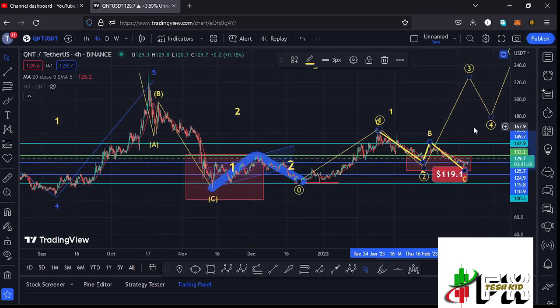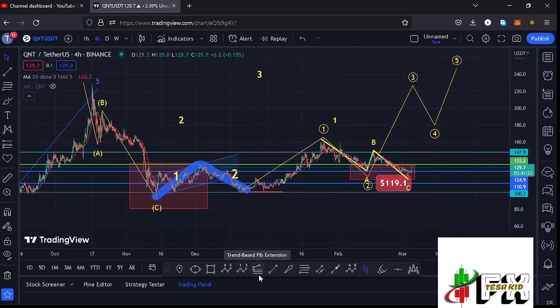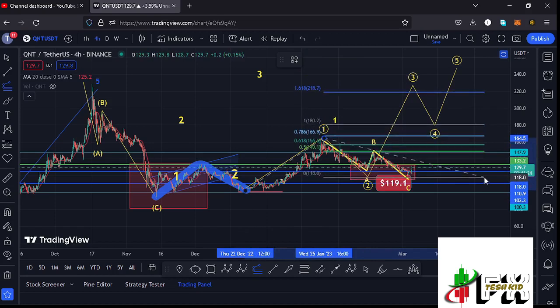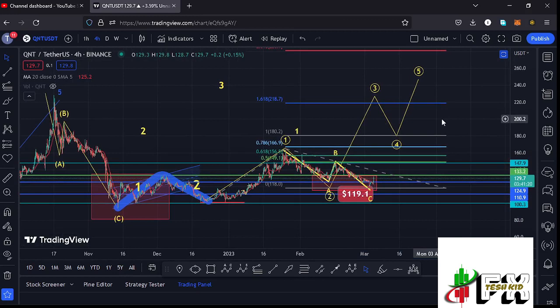Sketching out a minimum target area to the upper side in the formation of this wave 3, which could be starting at the moment, by connecting the trend based Fibonacci from the low of the first wave down there to the high of that wave 1, then dragging the fibs to the low of the second wave, that gives me a minimum target area to the upper side in the formation of that wave 3 at the fib level 1.618, and that is at around the $218.7 mark, and that is the minimum that I'm expecting this wave 3 to the upper side to do.